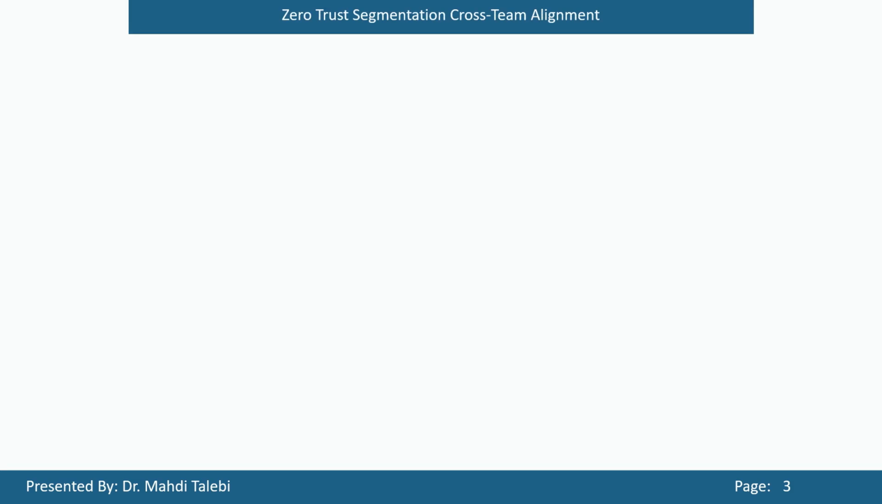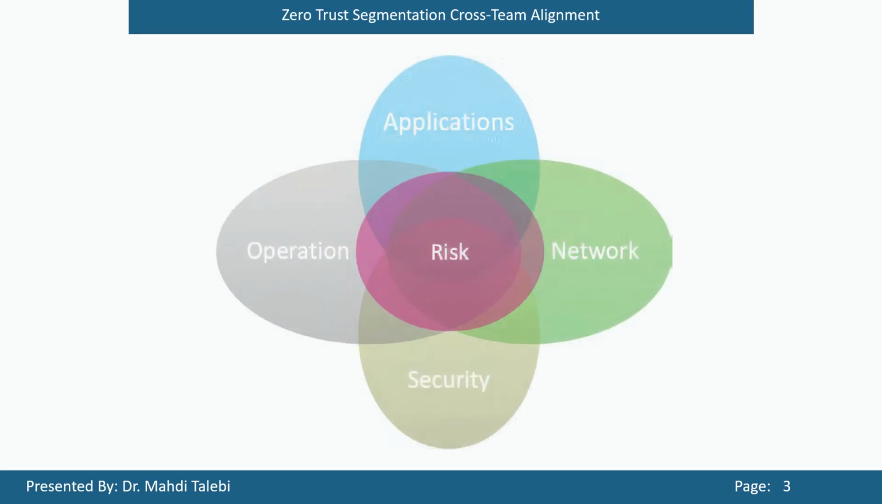In the context of zero trust cybersecurity, the concept of segmentation across team alignment is pivotal. This approach integrates various facets of an organization, such as applications, operations, network, and security, to holistically manage and mitigate risks. Zero trust is not merely a technological implementation, but a strategic approach that necessitates cohesive effort across different segments of an organization. Central to this strategy is the elimination of silos within an organization.